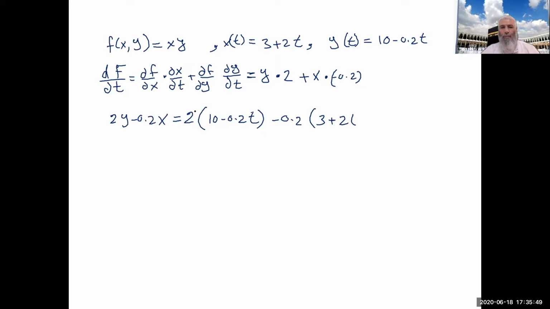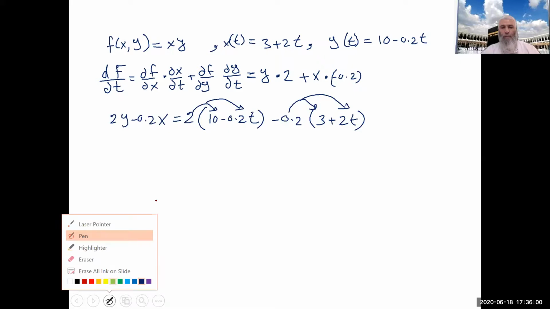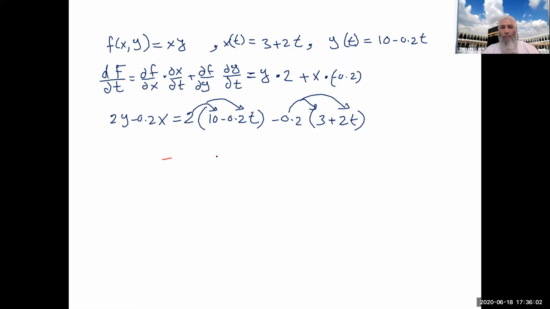Yes. And now we will multiply this here and this here, and this here and this here. And then we have, as we did before, 20 minus 0.4t, minus 0.6 minus 0.4t. And here we have 19.4 minus 0.8t. Yes, right now I understood.